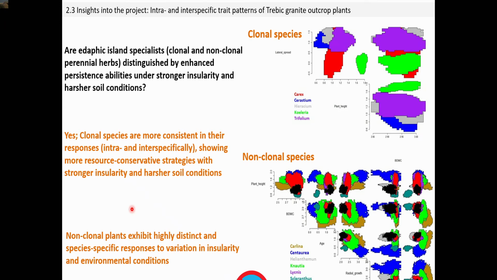Instead, non-clonal species exhibit distinct and species-specific responses to variation in insularity and environmental conditions. And this is, again, the hypervolume analysis, just for visualization in this case, but you can see how these species are doing in this trait-by-trait relationship in the united spaces. Really, they are nicely segregating.